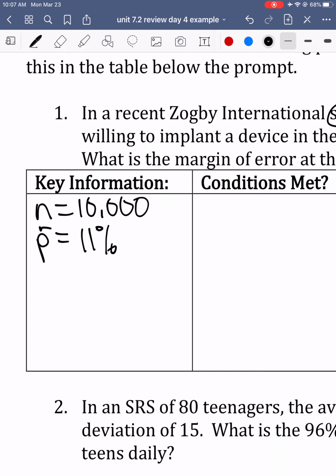So again, this is p hat, not p, because we are using the survey. So this is a sample proportion, not the population. And then they give us that the confidence level is 0.99.